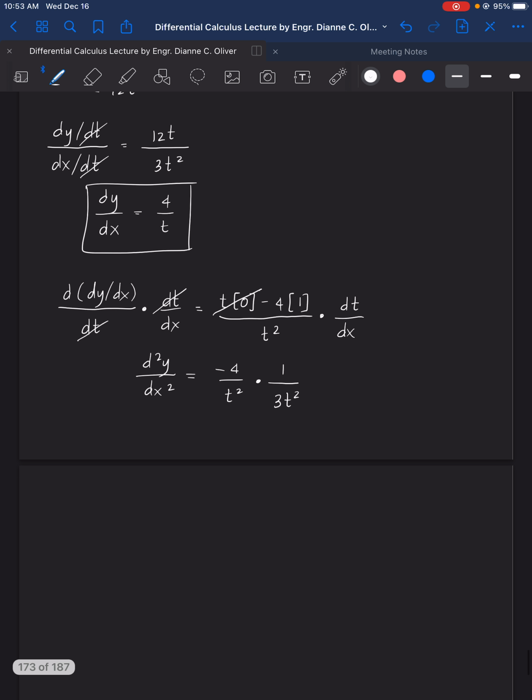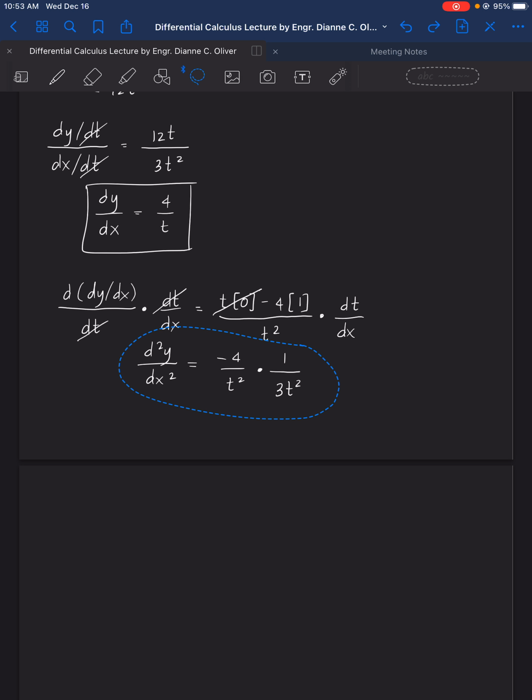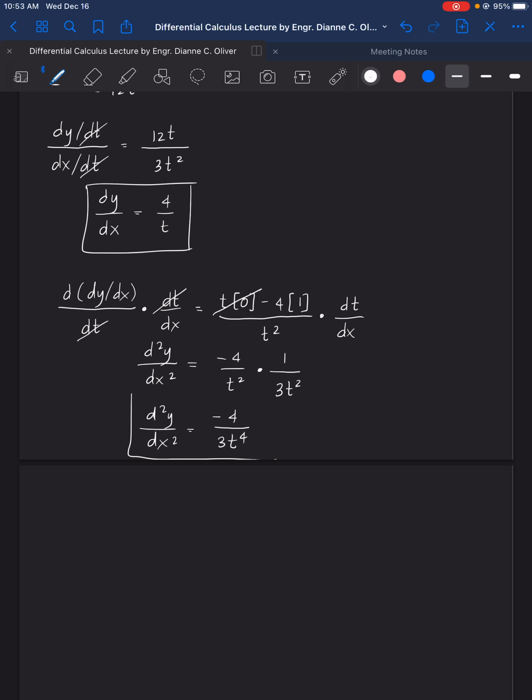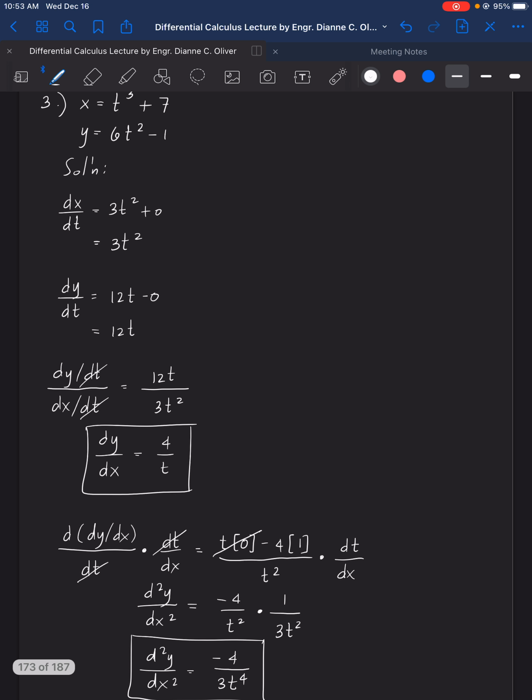Therefore, we now have d squared y over dx squared, or the second derivative, is equal to negative 4 all over 3t raised to 4. So that is for example number 3.